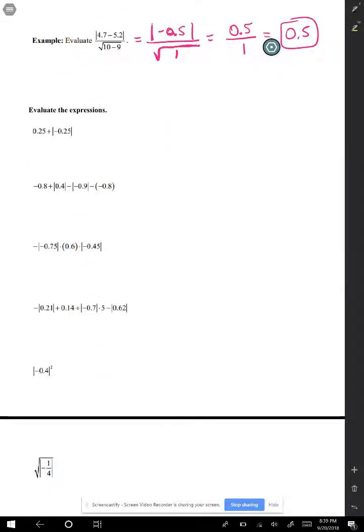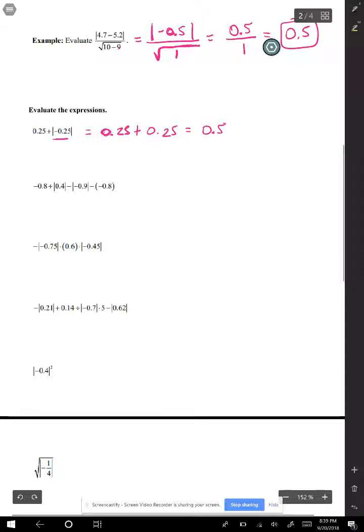Now we have several examples here, just operations that involve square roots. The first thing you want to do is simplify the square roots and the absolute value bars. So the 0.25 plus, when we take the absolute value of negative 0.25, it would also be positive 0.25. And then we add those together. 0.25 plus 0.25 would be 0.5.